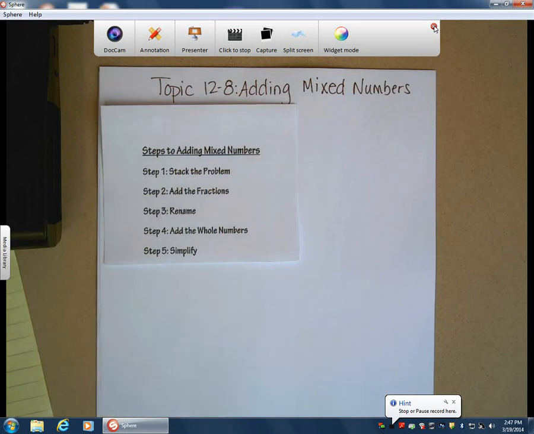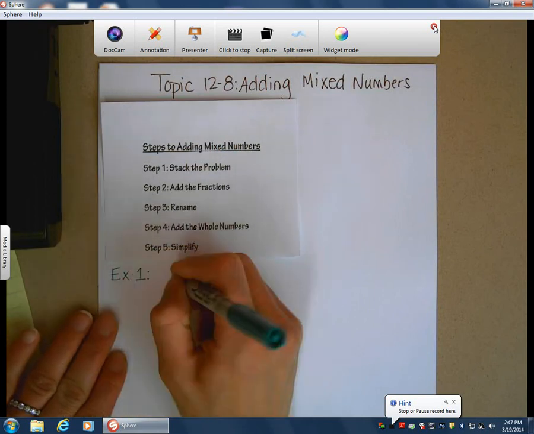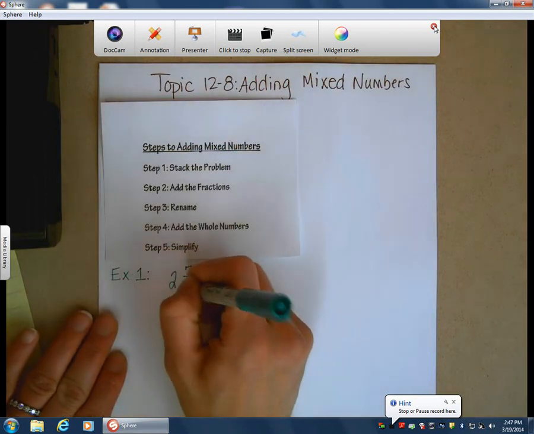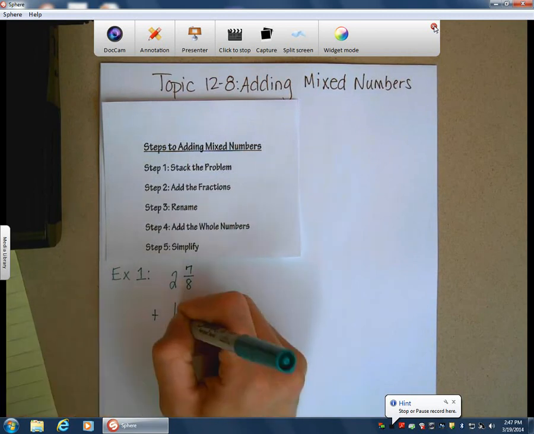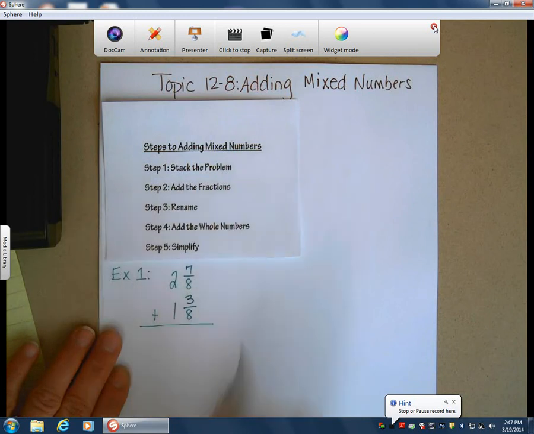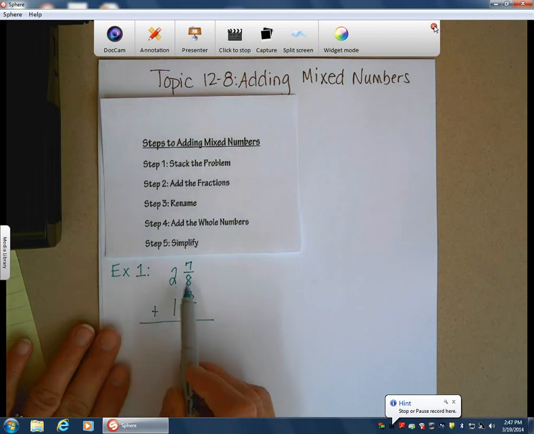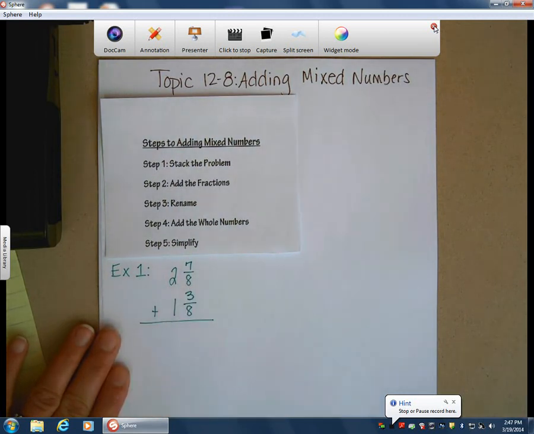So let's look at our first number. We have 2 and 7/8 plus 1 and 3/8. So step 1 tells us to stack the problem, which I've already done when I wrote it down. 2 and 7/8 should be on top, and 1 and 3/8 should be on the bottom.